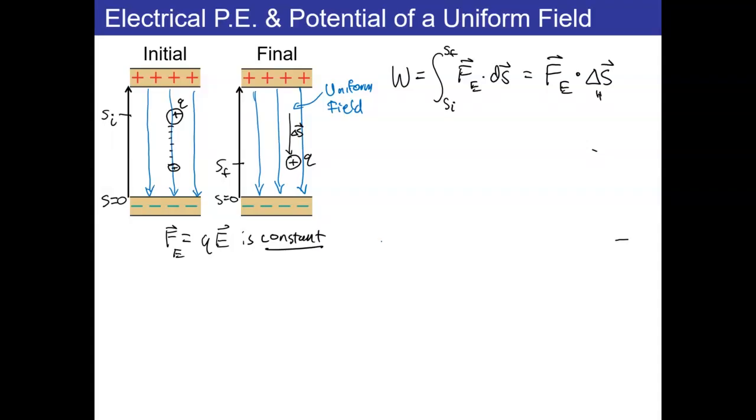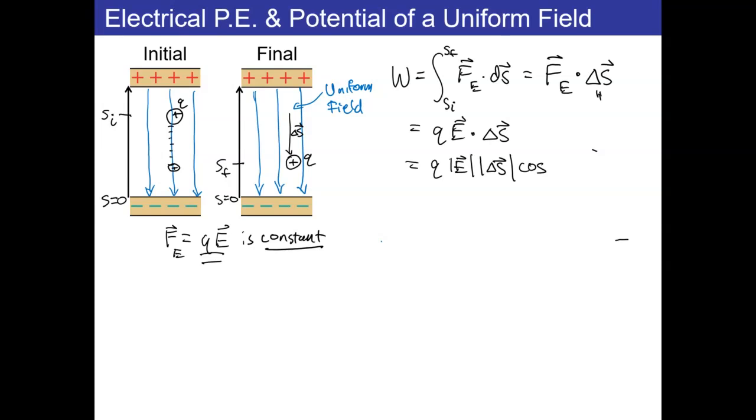All right, so let's put in our expression here. This is going to be equal to qE dotted into delta s. I'm now going to use the definition of the dot product. So q times the magnitude of E times the magnitude of delta s times the cosine of the angle between those two vectors. Well, what is the angle between E and delta s?